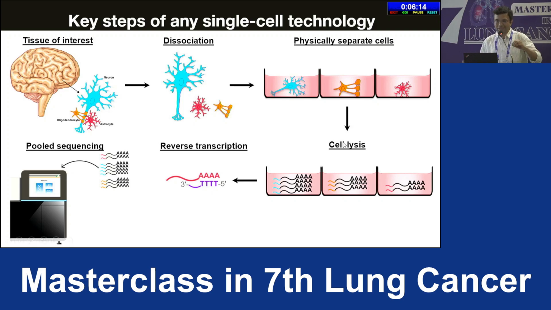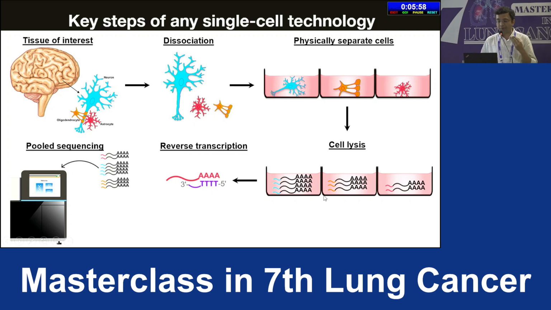Then you perform a lysis within that separated cell. If I perform lysis, the mRNA molecules will come out. The moment they come out, they are also tagged by a unique molecule, which is called the barcode, which is what you see in colors here.